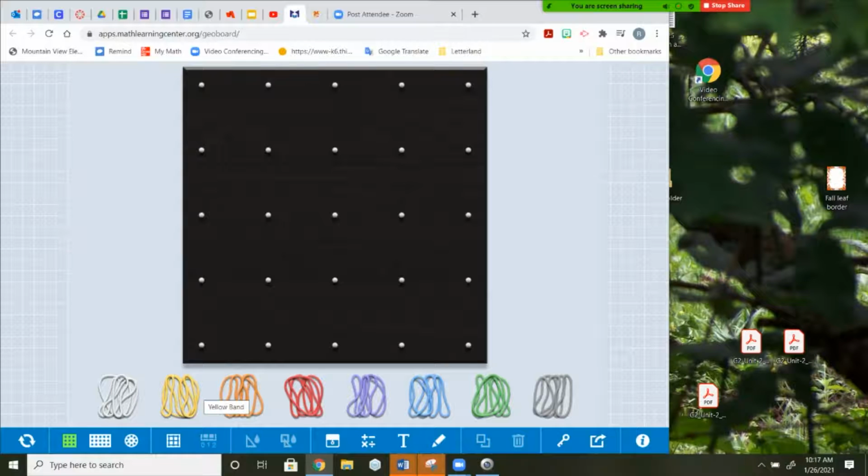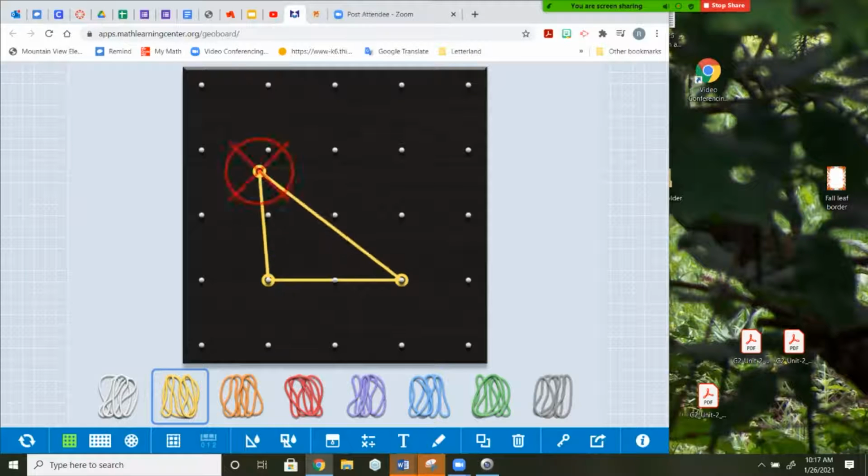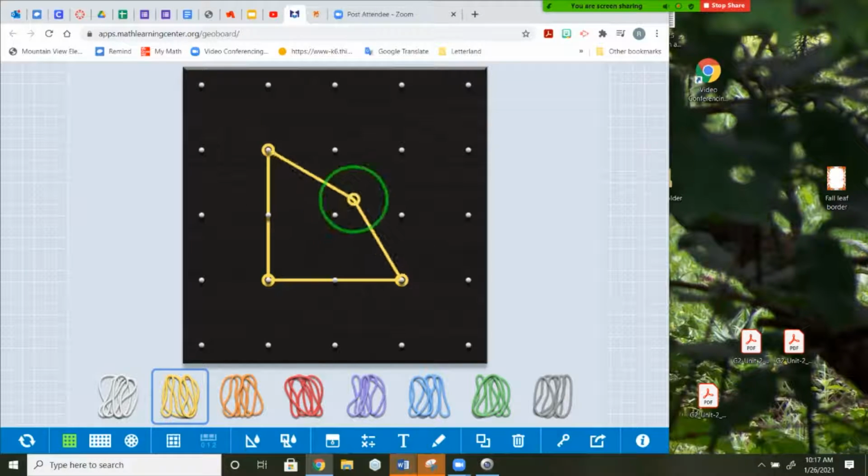So I'm going to take a rubber band. There we go. Let's go up high. Okay, what shape did I make right there? Square.